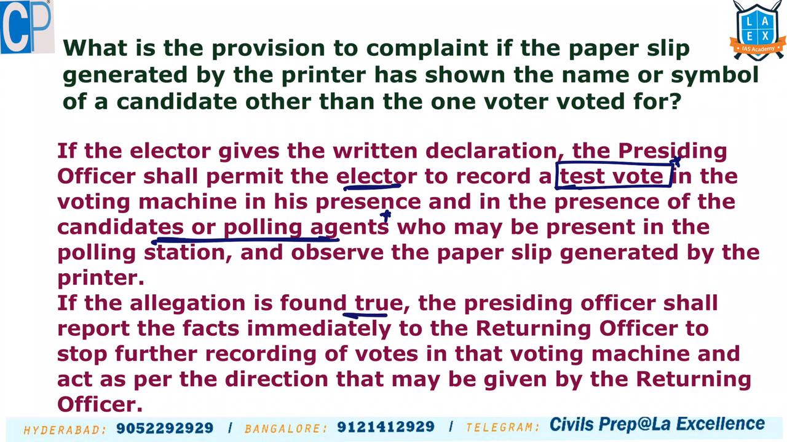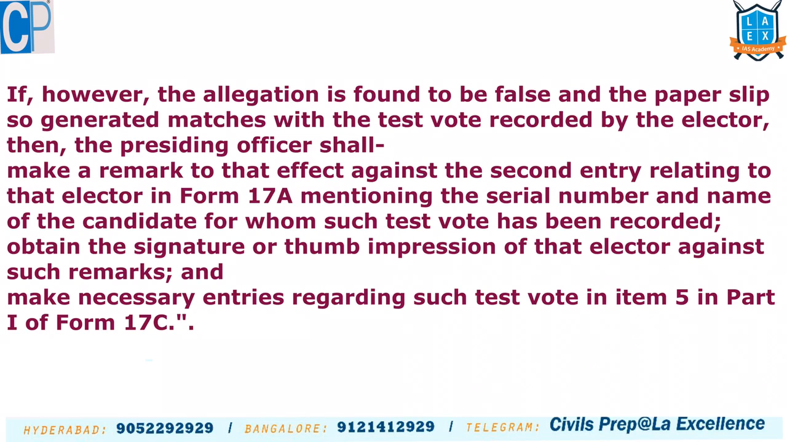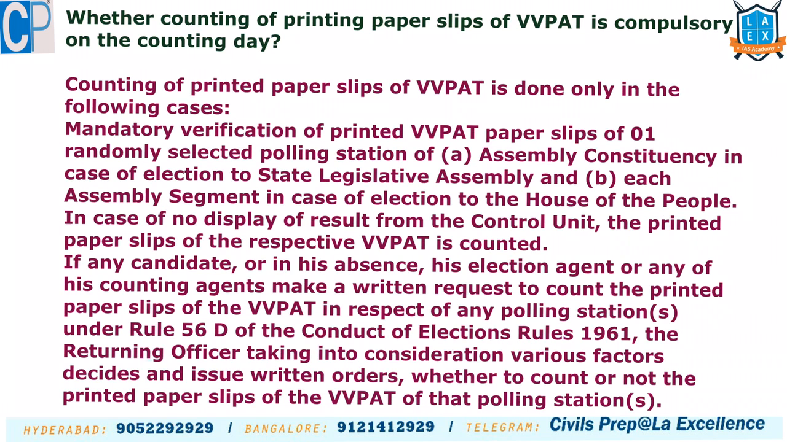Then if the allegation is true, the presiding officer immediately reports it to the returning officer and he stops further voting. However, if the allegation is false, the presiding officer records that a second entry was made by this person, with the serial number, name of the candidate, etc. On the counting day, this test vote would be removed. Okay, the entire polling process is done.